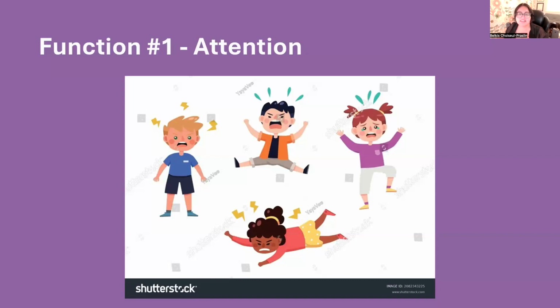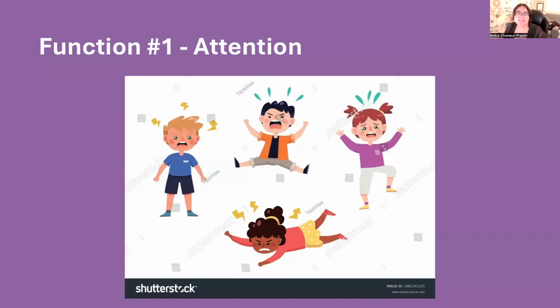And sometimes those attention-seeking behaviors are quite minor. They're very easy to redirect. They're sometimes really easy to ignore as well. They're not a big deal. We just let them be. Other times, some of these attention-seeking behaviors are really intense and persistent, and they require more intentional planning and support.